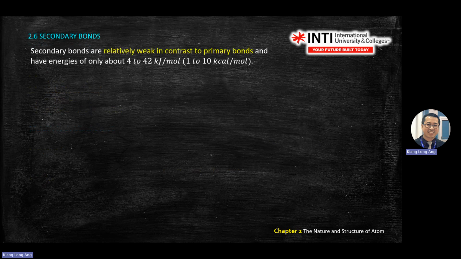So second half, we go into secondary bond. Now, secondary bond is very, very weak compared to primary bond. So this morning, what we talked about is primary bond. This afternoon, we look at secondary bond. They are very, very weak.